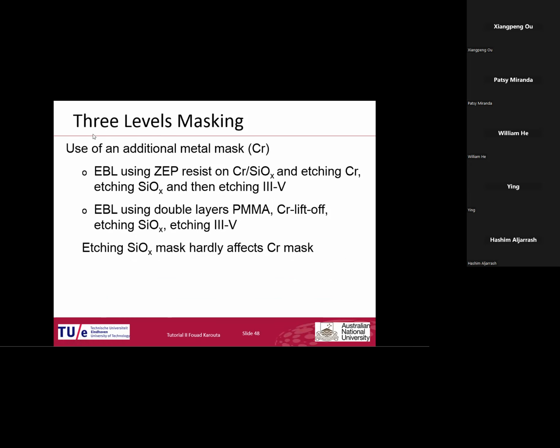As I mentioned, that is what I call 3-level masking. So you see the use of an additional metal mask. We used ZEP resist or PMMA double layer to do chromium lift off. Then you etch the silicon oxide, and then you etch the III-V. When you finish and you get the structure you want, you remove the silicon oxide in buffer HF. Buffer HF doesn't attack the III-V at all. So you have a clean process, you remove your mask easily. And if there's still chromium on top, it will go away with the silicon oxide.